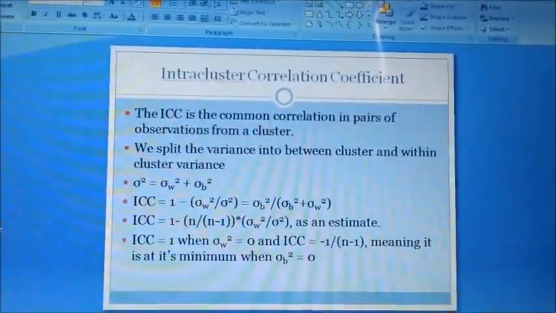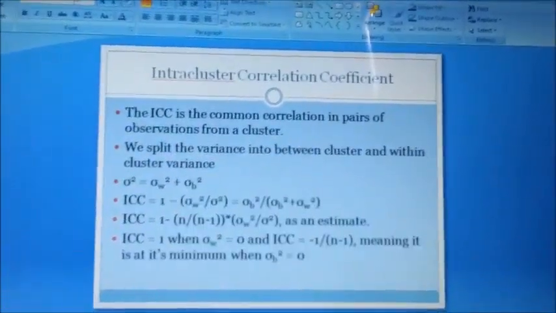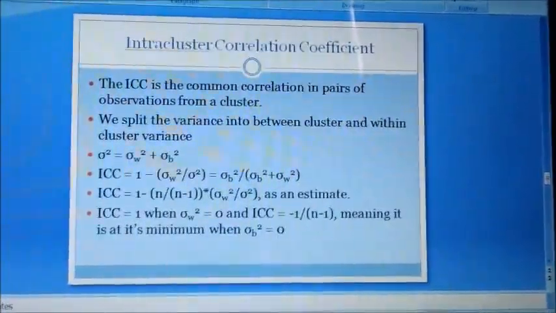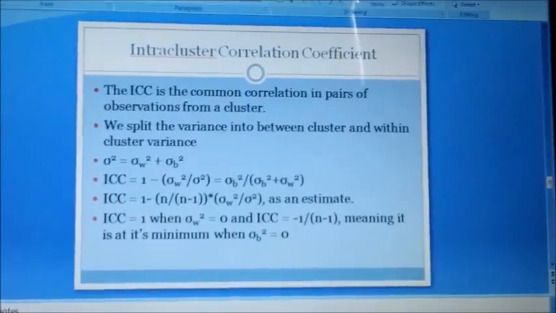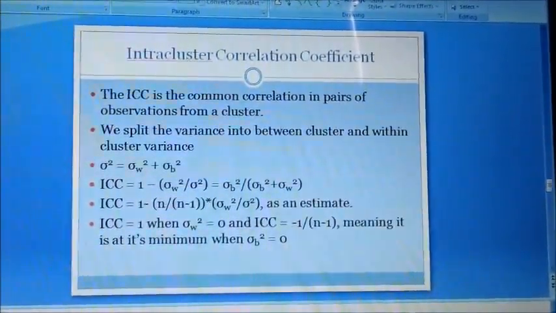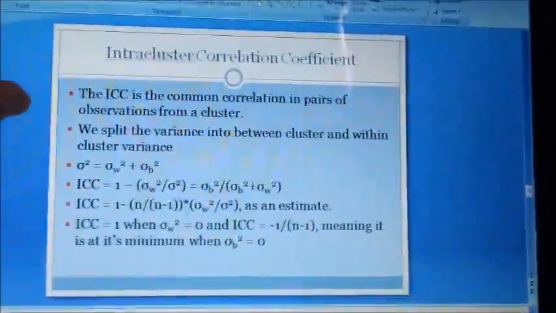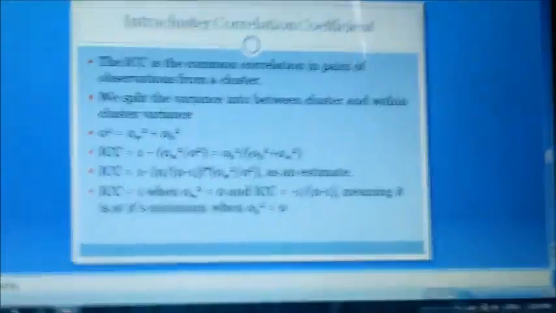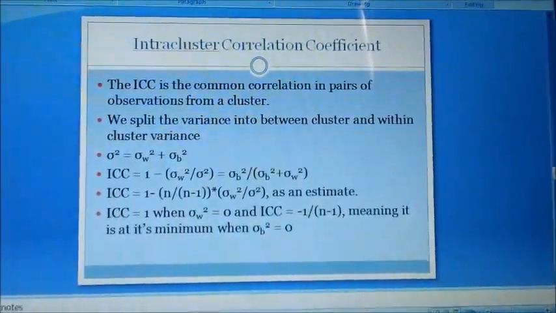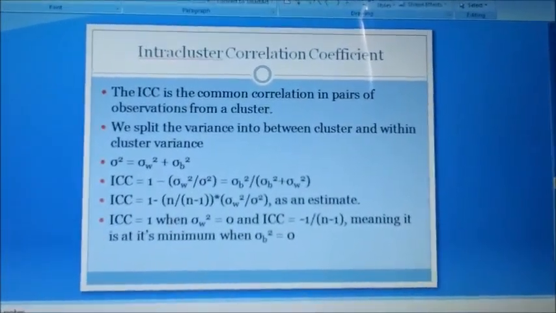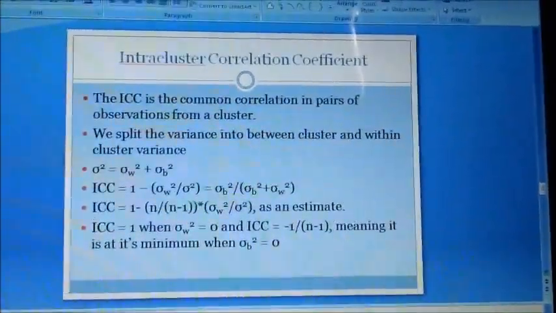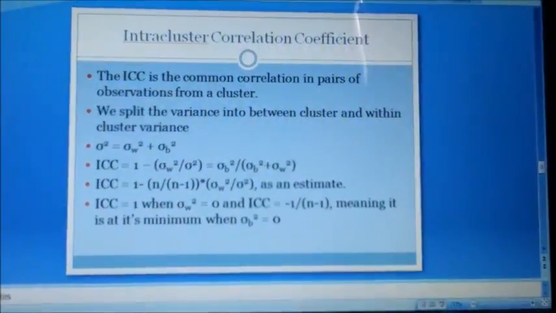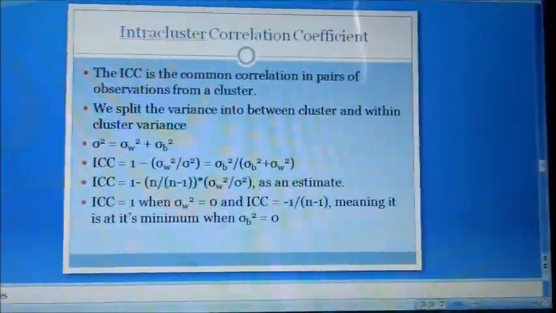The next thing to look at is the intracluster correlation coefficient. This is the common correlation in pairs of observations from a cluster. To do this, we have to split the variance into the between cluster variance and the within cluster variance. So the total variance here is equal to the within cluster variance plus the between cluster variance. So we know that ICC is equal to 1 minus the within cluster variance over the total variance. And this is also equal to the between cluster variance over the between cluster variance plus the within cluster variance.